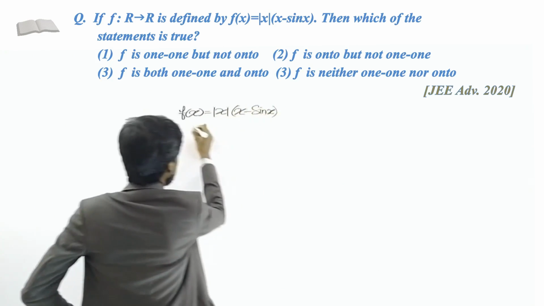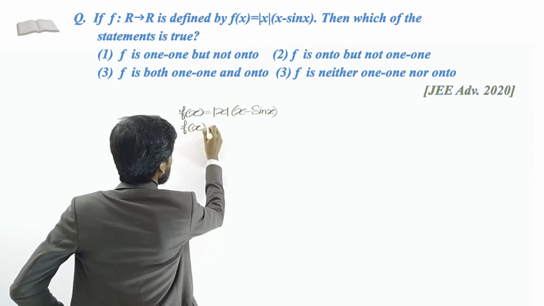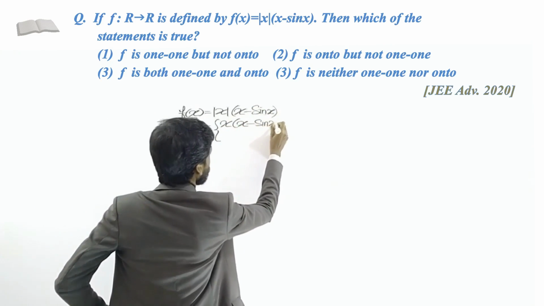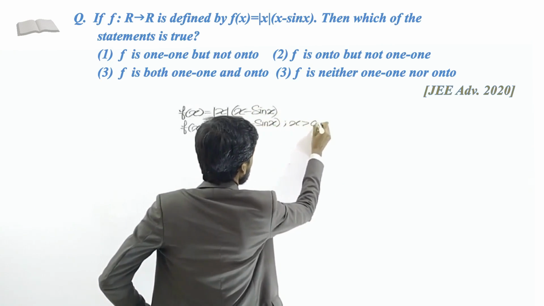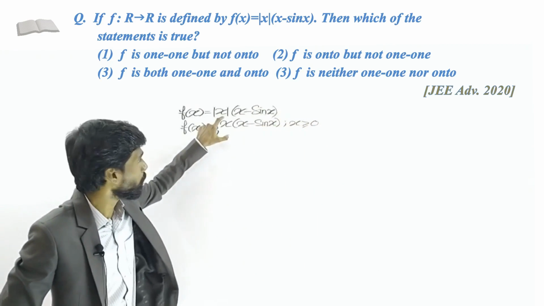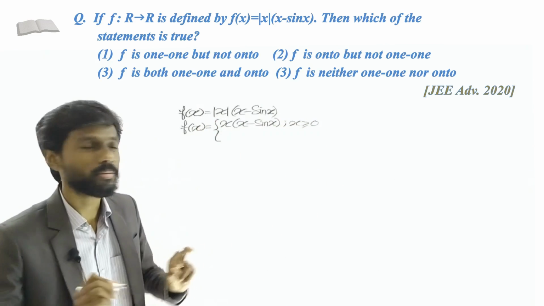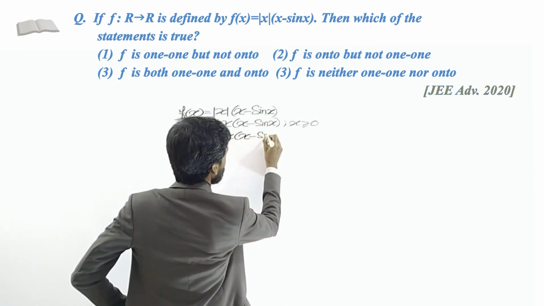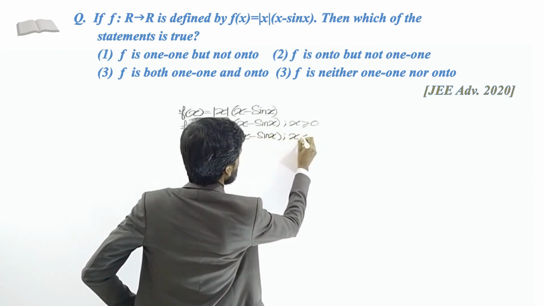Now our first aim here is to remove this modulus. So let's consider two cases. For positive values it is simply x, so x minus sin x. So this is for positive values of x, greater than or equal to 0. So for positive values of x, modulus of x is just x. Similarly for negative values it is minus x multiplied by x minus sin x, so x is less than 0.